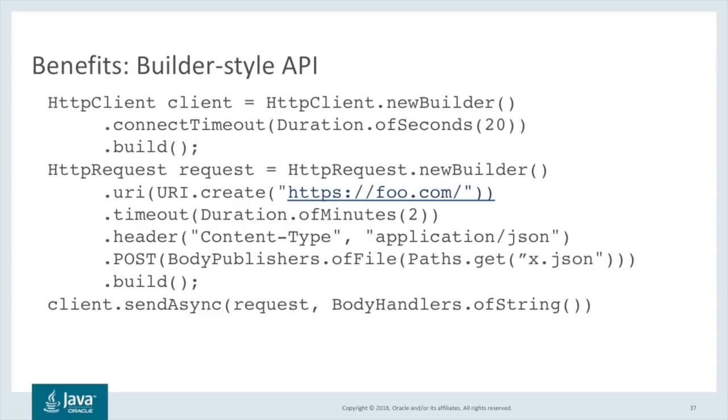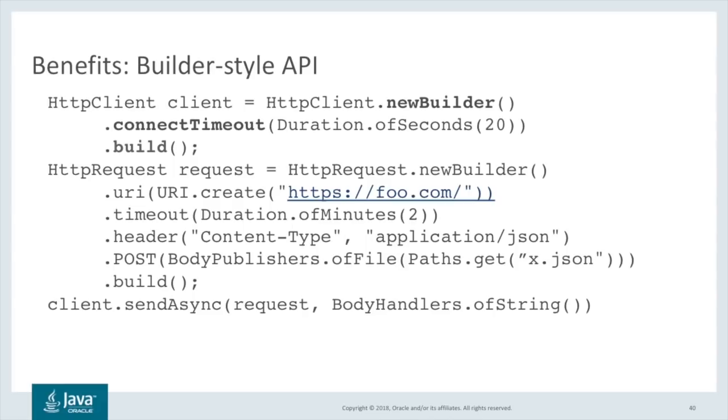The HTTP client follows the familiar builder pattern. There are factories for creating builders for both the top-level HTTPClient and the HTTPRequest types. In this example, the HttpClient newBuilder static factory method returns a new builder of HTTP clients. A connect timeout for new connections is set to 20 seconds and the client is built.